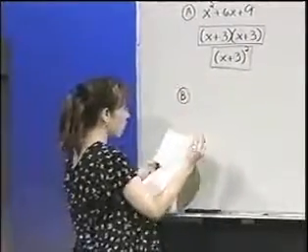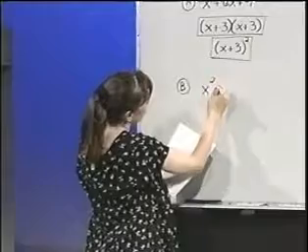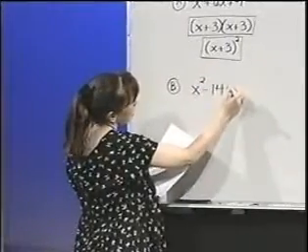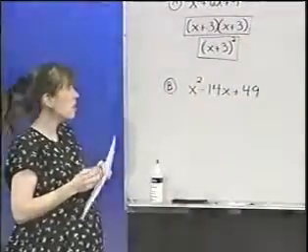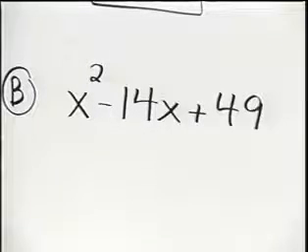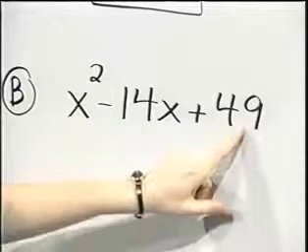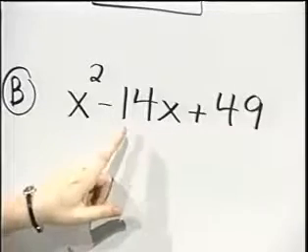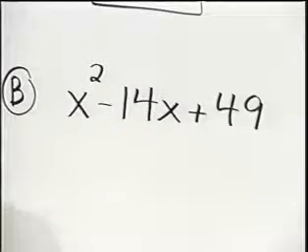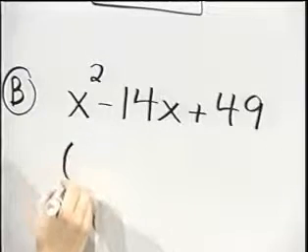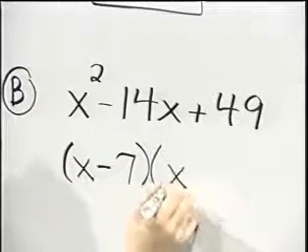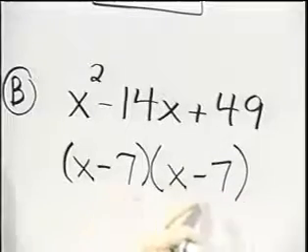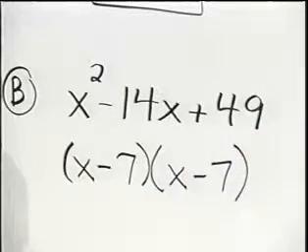Again, we're going to factor a simple trinomial. This time I want to do x squared minus 14x plus 49, x squared minus 14x plus 49. Again, you want to find two numbers that multiply to give you 49, but add to give you negative 14. And this time, the numbers that will work are negative 7 and negative 7. X minus 7 times x minus 7. Because minus 7 times minus 7 is plus 49, and then minus 7x and minus 7x is minus 14x.